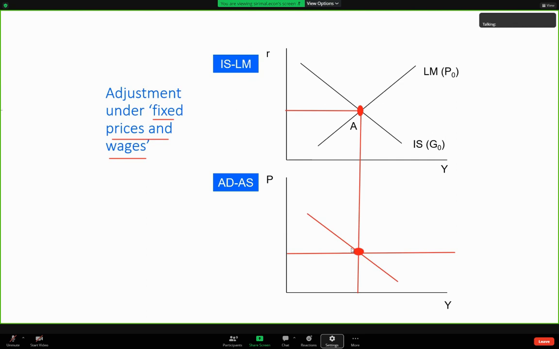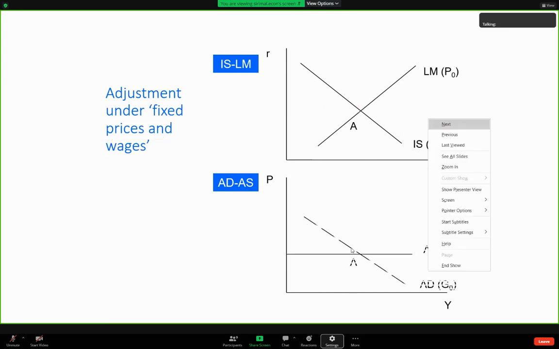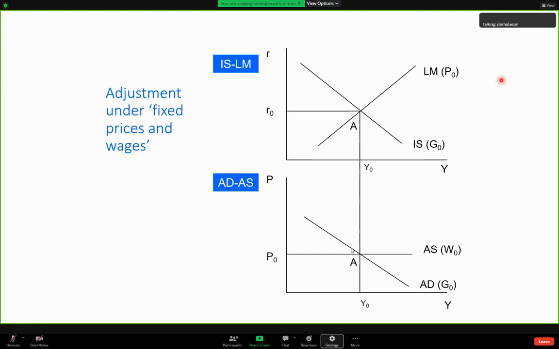So I'm going to clear this and show you how we arrived at it. So I hope we can explain this.